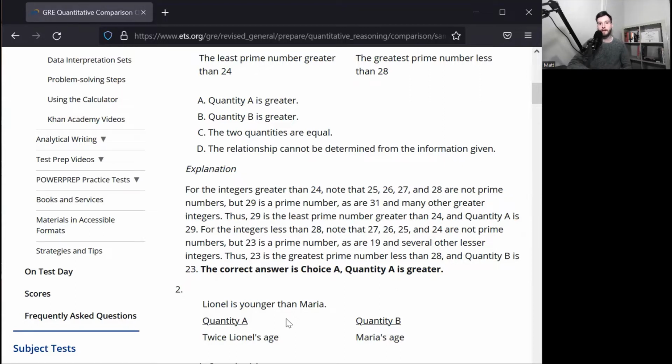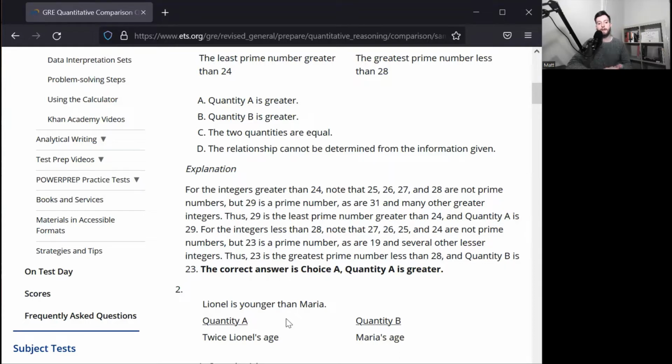Well, you could say Lionel is 1 and Maria is 3. If Lionel is 1, then twice his age is 2. And if Maria is 3, then of course quantity B would have to be greater because 3 is greater than 2. So now we've proven that there are two possible scenarios. One scenario where they're equal and another scenario where B is greater. Anytime you have conflicting results, meaning one situation that conflicts with another one, either an A, B, or C scenario, then you choose D as your final answer.